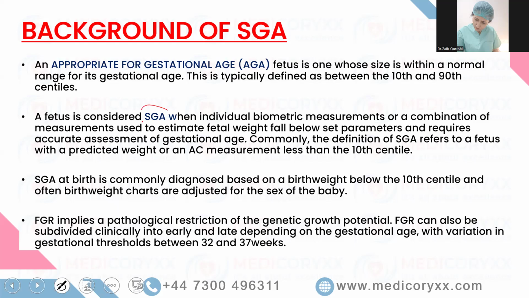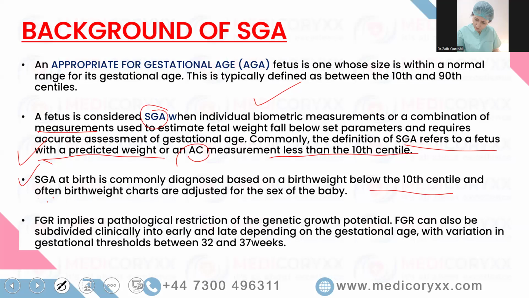All right. So small for gestational age is when individual biometric measurements or a combination of measurements used to estimate fetal weight fall below set parameters, and it requires accurate assessment of gestational age. Commonly, the definition of SGA refers to a fetus with a predicted weight or an abdominal circumference less than the 10th centile. Very simple, the definition. Okay. So SGA is going to be less than 10th centile. But when we say it is severe SGA, then it should be less than third centile, even lesser than that. Then SGA at birth is commonly diagnosed based on a birth weight below the 10th centile.